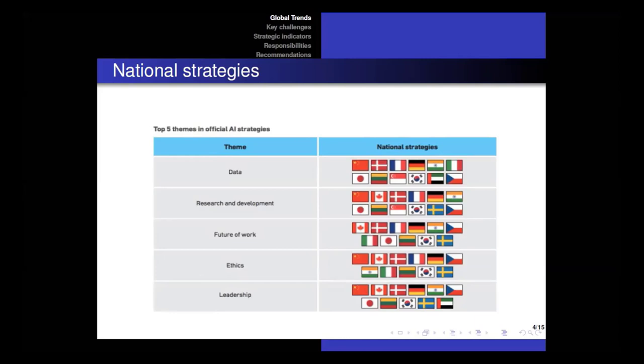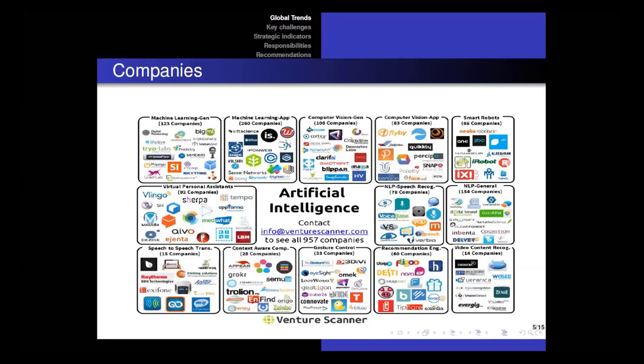Continue. So as I already said, no two strategies are alike, and each country has focused on the main aspects that can have the greatest impact on its economy. So here, for example, there are countries that have focused on data, others on research, others on ethics, and also leadership. On the other hand, several companies invest a lot in AI to increase their profits.